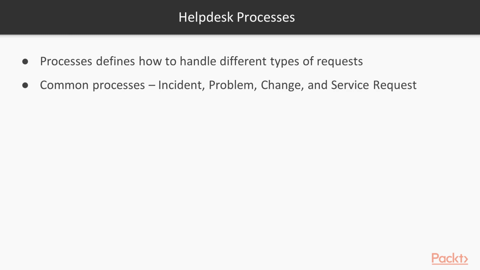But just to give you one idea about what kind of common processes we can have, you can actually create incident, problem, change, and service request. And these are just examples. You can have, in fact, many different processes. So, for example, when you receive a request like my website is down, or I'm not able to do something, or maybe my laptop is broken. So this is an incident.